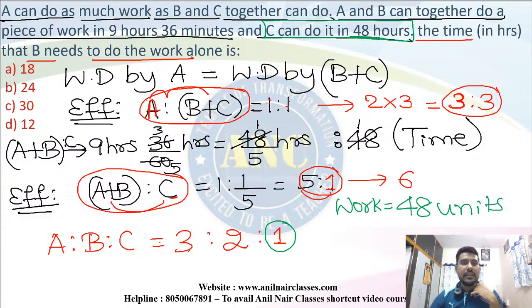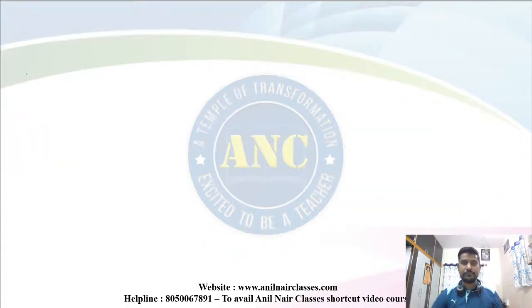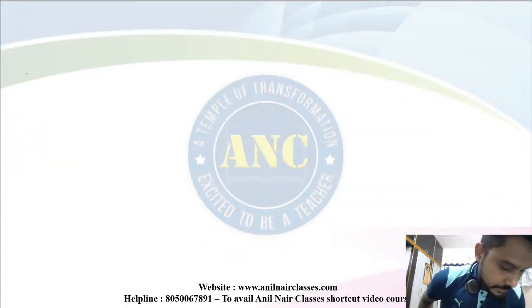total work. In fact, the question is asking for B alone. 48. B's capacity is 2 units per day. In one day, he will distribute 2 chocolates. To complete 48 chocolates, he will take 24 days, because 2 into 24 is 48, or 48 divided by 2 is 24. Answer for this question is how much? 24 days.